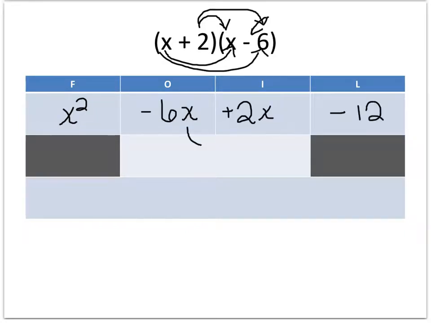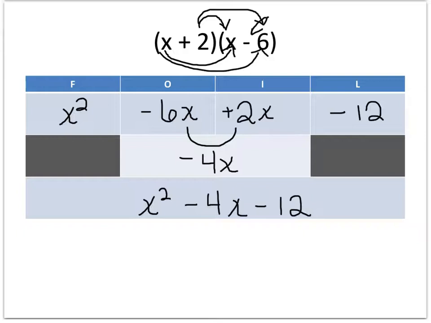Now combine your two middle terms. A negative 6 and a positive 2 gives me a negative 4x. Now write your final result. X squared minus 4x minus 12.